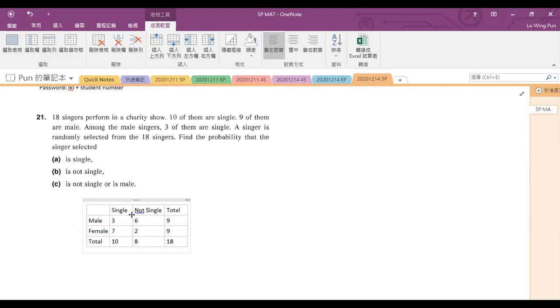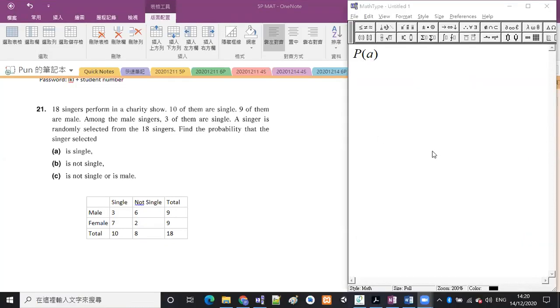Once we have these 4 cells of basic data, we can answer whatever they ask. Okay, so part A. It's not PA, it's part A. I want to find the probability that the singer is single.